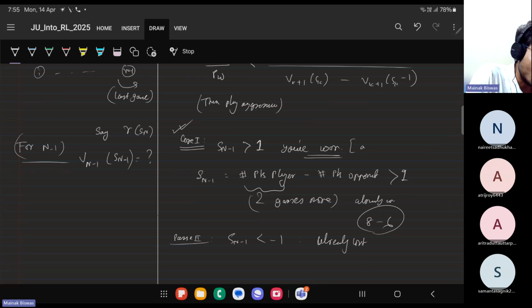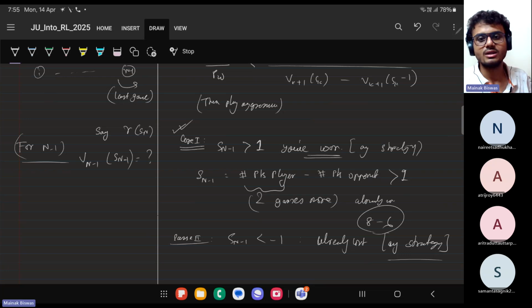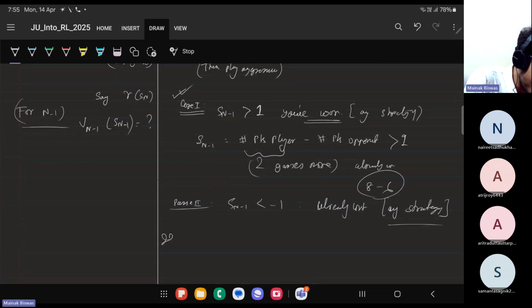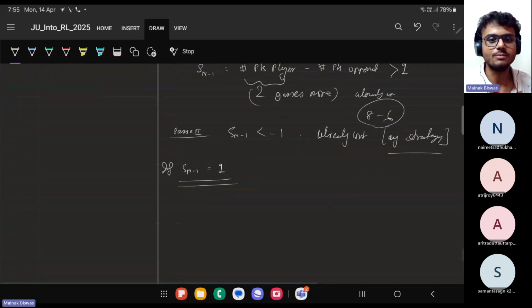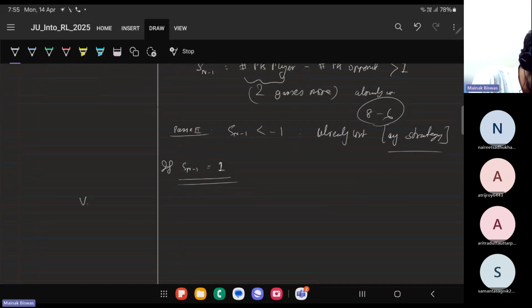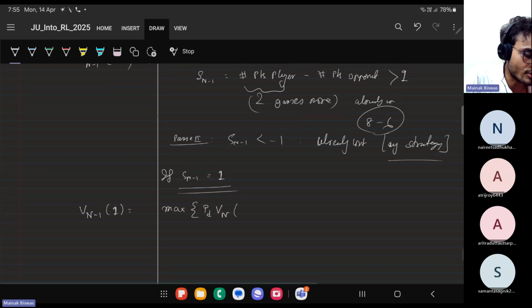So you can play any strategy for these two. Any strategy. Okay, fine. So now I ask you, if S_{n-1} is equal to 1, what will you do? Help me with this. So V_{n-1}(1) will be the max of P_draw into V_n. Again, write it down from the top equation.